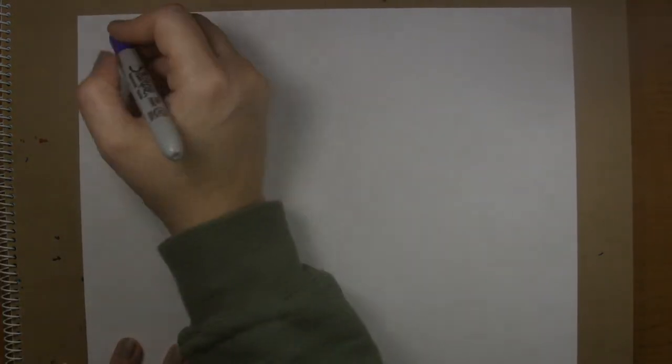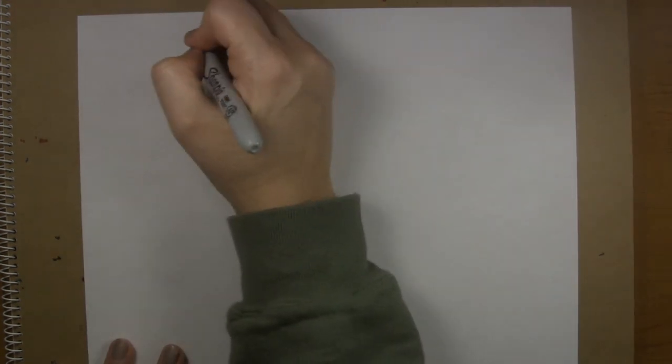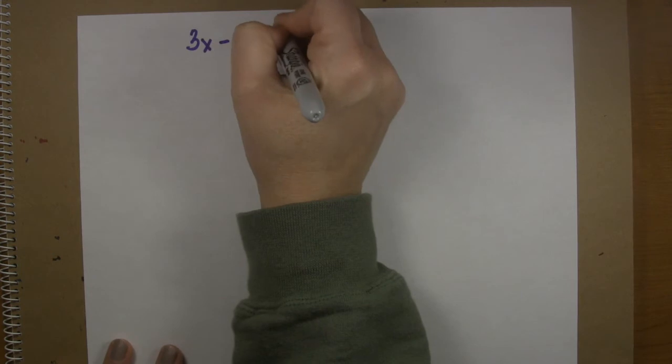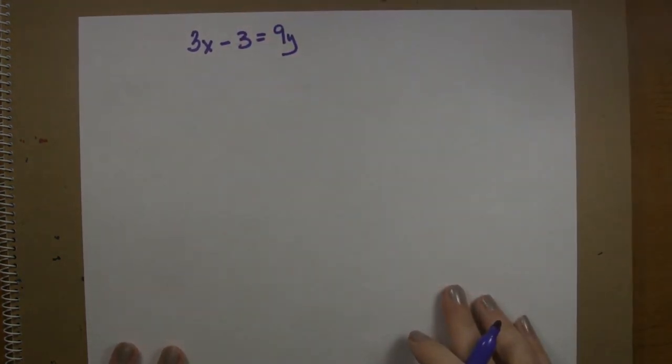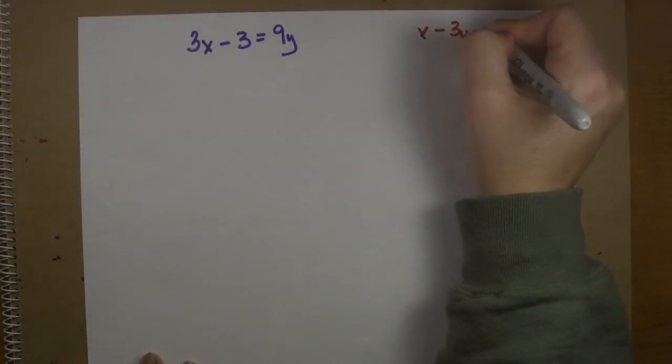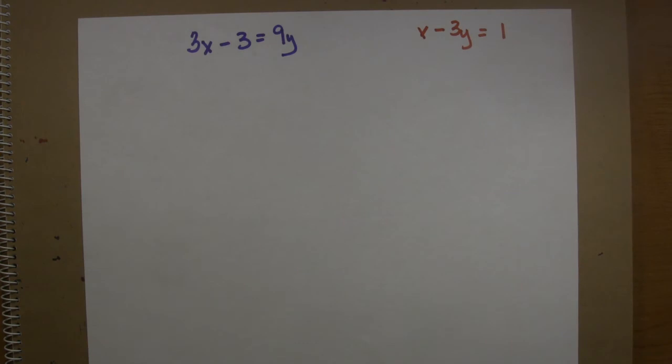All right, so I'm going to give you a different set of formulas. I'm going to give you 3x minus 3 equals 9y. That's your first formula. And then your second one is going to be x minus 3y equals 1. And what I'd like you to do is put both of these equations into proper slope-intercept form. And then let's see what we can tell about the lines.